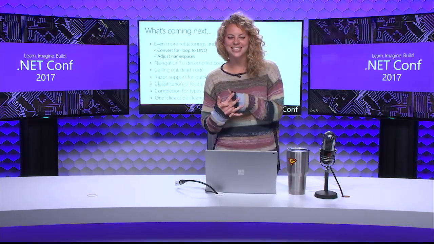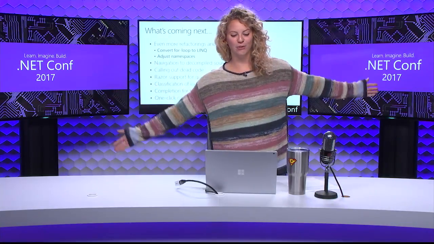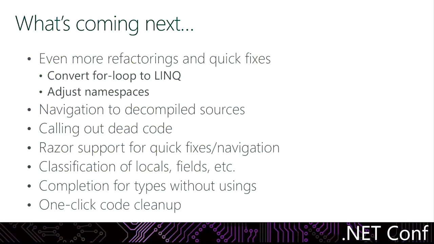So what's coming next? Again, more refactorings and quick fixes. What more could you want? More. The biggest two that we keep hearing are the ability to convert a for loop to a LINQ expression. So we'll have to look into doing that. And then adjust namespaces, which is similar to keeping a type and file name in sync. We also want to do the same for namespaces and folders. And so that's what that feature is.